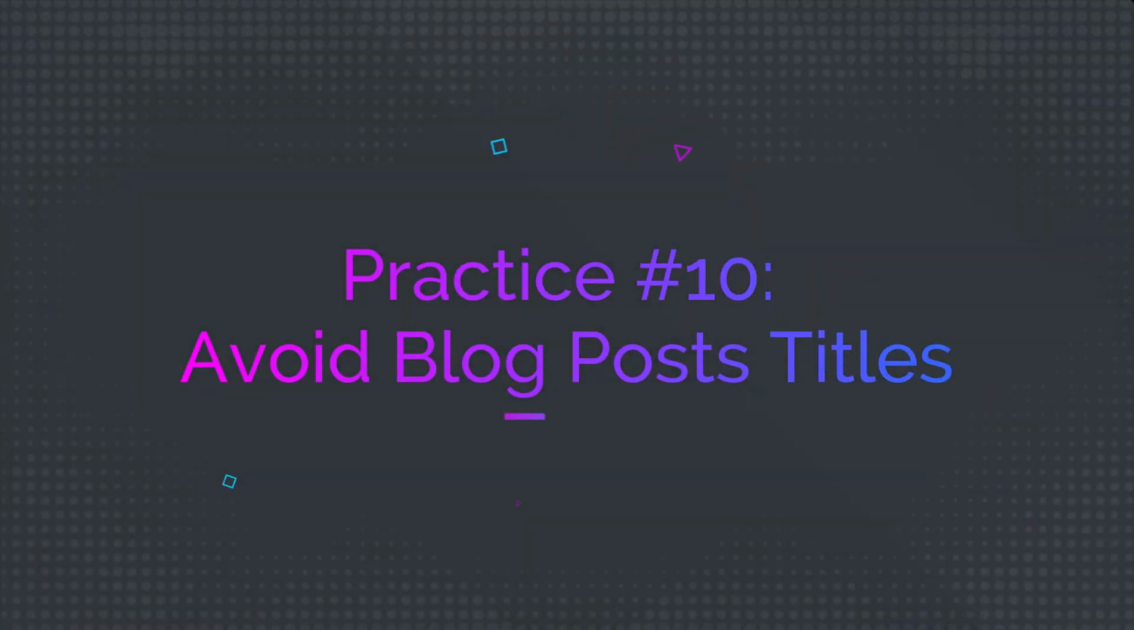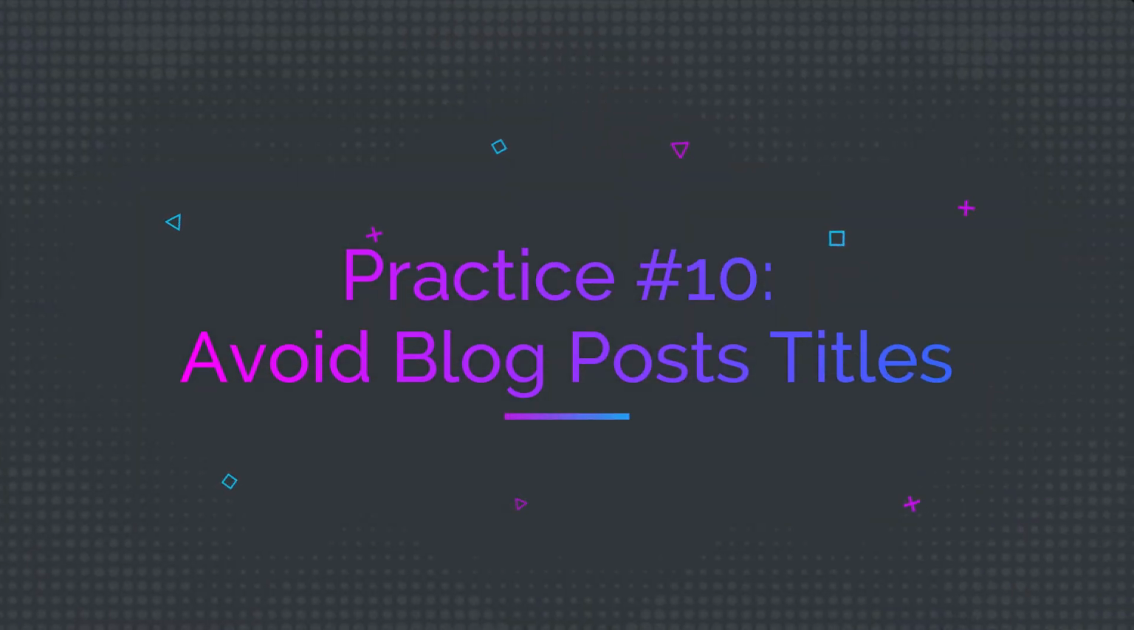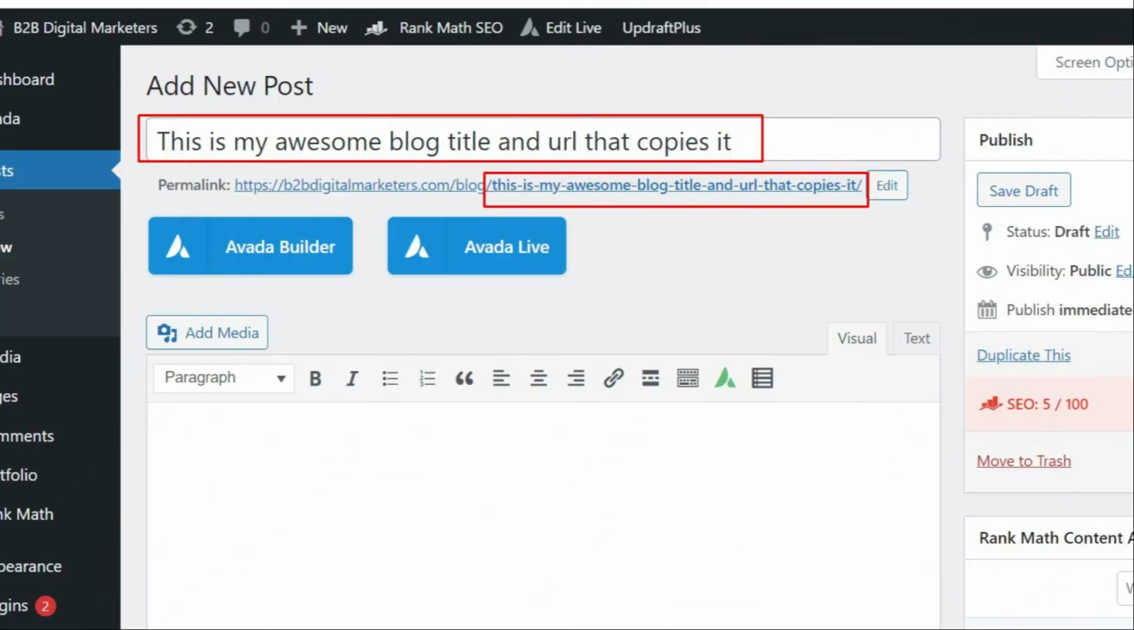Another big mistake I'm seeing quite often website owners, bloggers, and even SEOs are doing is to have blog post titles as a URL. Whenever you are publishing a new blog post or page, WordPress automatically takes the title and converts it into a URL slug.